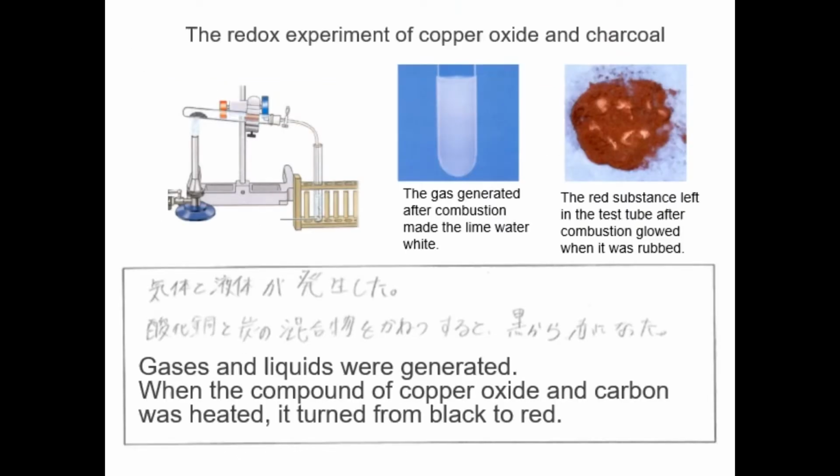Here is a consideration description written by one of the students. This consideration description was based on the redox experiment of copper oxide and charcoal. The student described it as: gases and liquids were generated. When the compound of copper oxide and carbon was heated, it turned from black to red. The amount of consideration description is small and the content is insufficient.